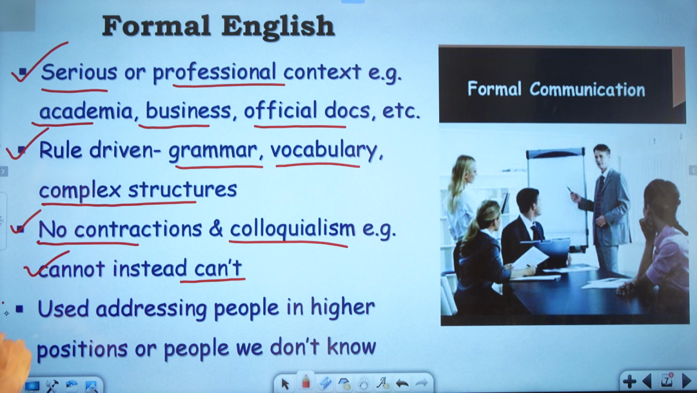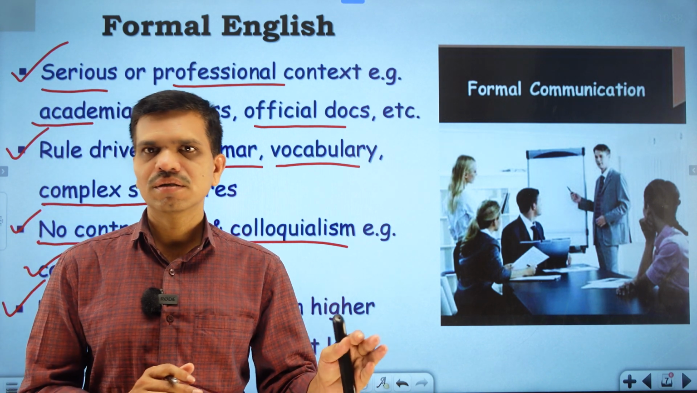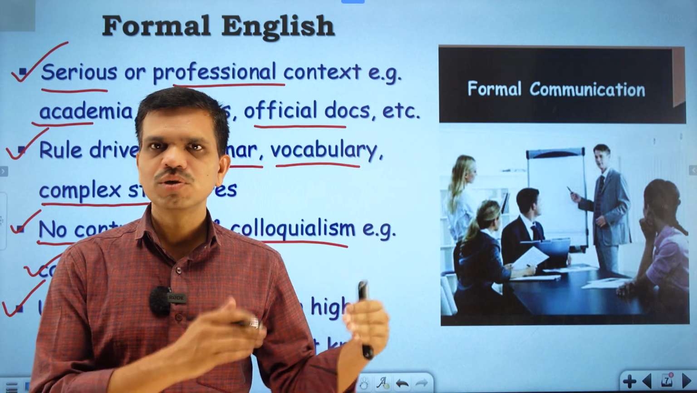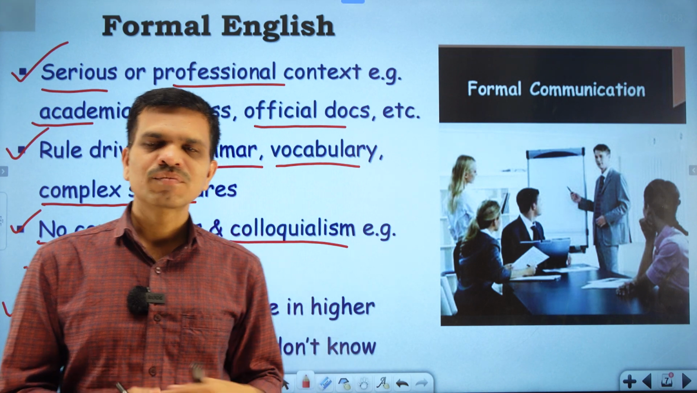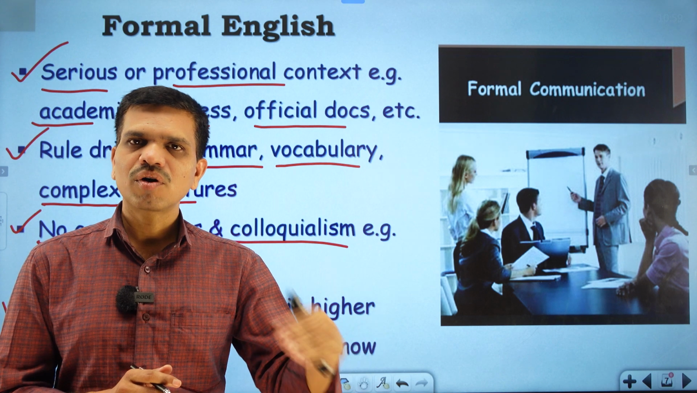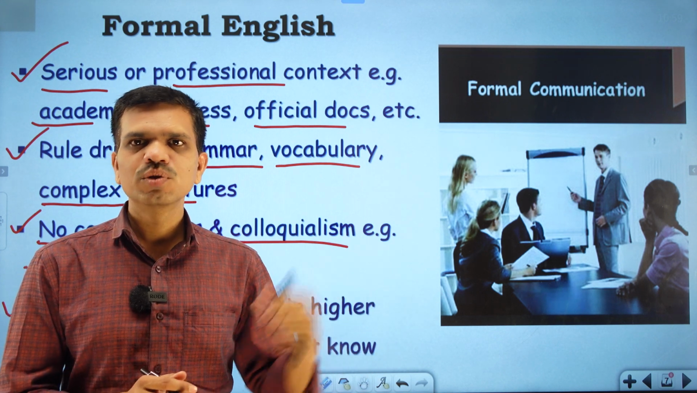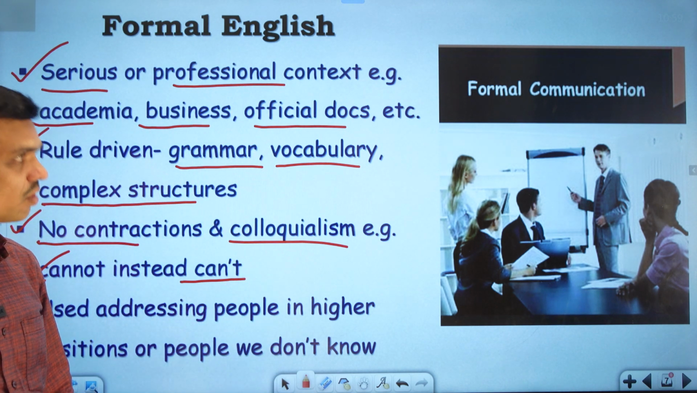Now this formal English or formal communication is used while addressing people in higher positions or people we don't know. So this is very particular. When we meet another person who is higher in rank, we use formal English or formal register to speak or communicate with him or her. And again we use formal communication when we don't know the person or his or her rank or designation. So this is formal communication. I hope you got the idea of formal communication.